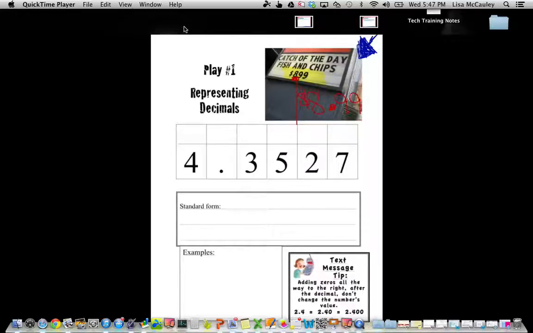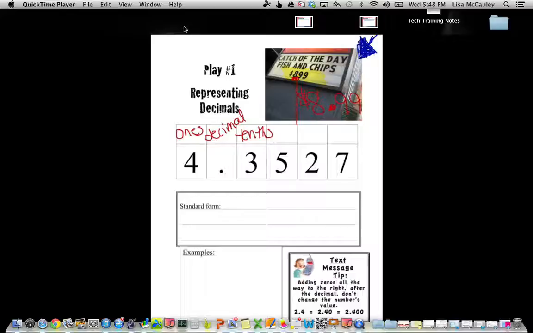So I want you to look at this decimal down here, this number, 4.3527. And think about what that really represents. And so I want to write the place value above each of these. Now, we should know that the 4 is in the ones place. This point is our decimal. The 3 is in the tenths place. The 5 is in the hundredths place.